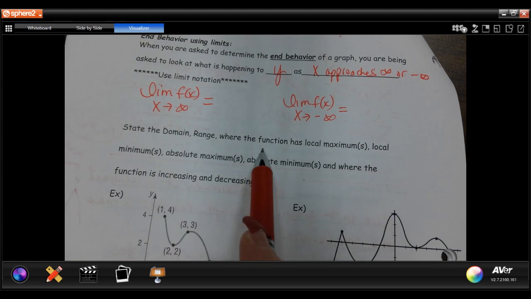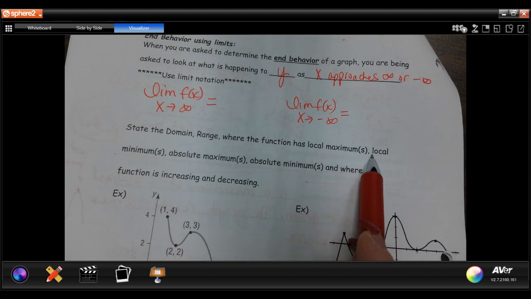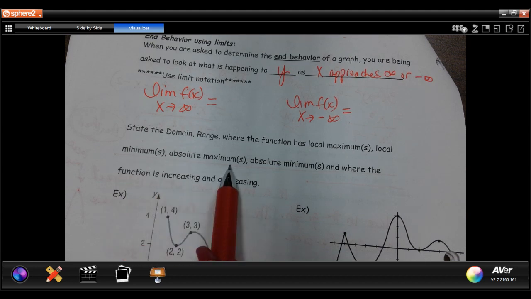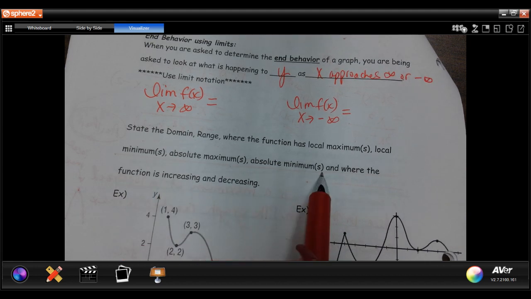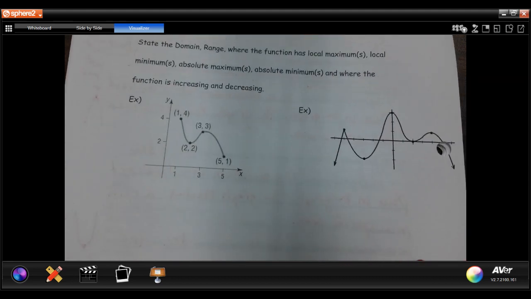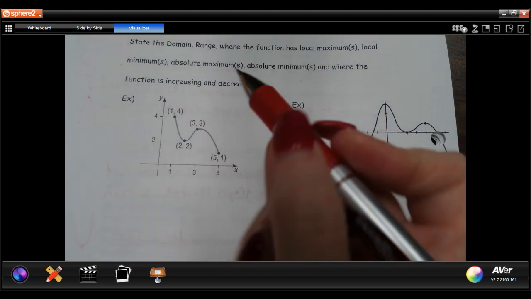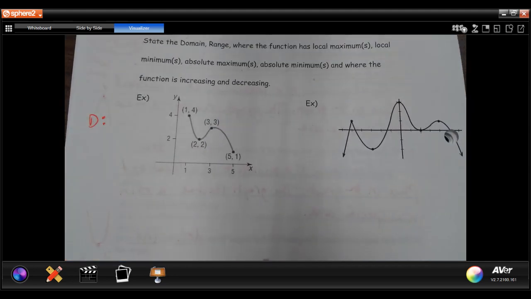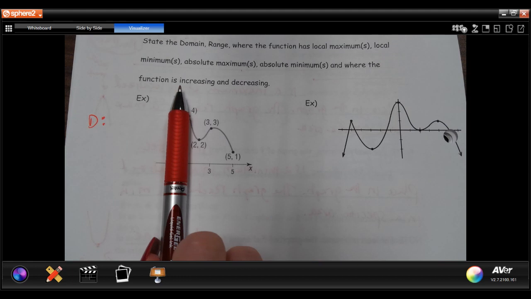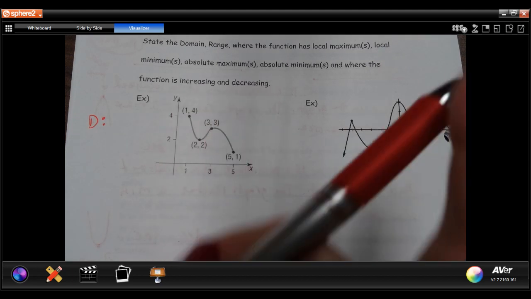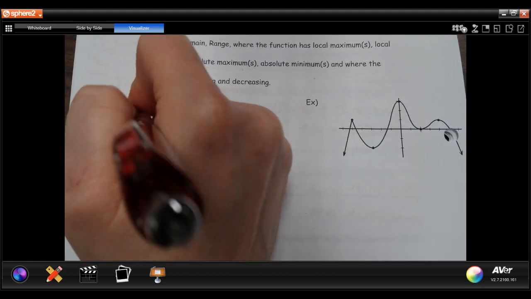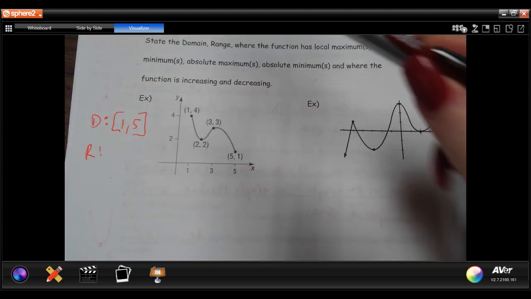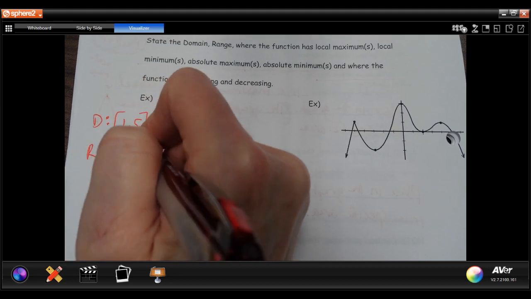Okay, state the domain, range, where the function has a local max or maximums, local min or minimums, absolute maximum, absolute minimum. Where is it increasing or decreasing? Okay, so let's start. I'm going to put domain up here. All right, so let's see. My x's are going from 1 over to 5. So I'm going to do hard bracket 1 to 5. My range is going from 1 to 4.